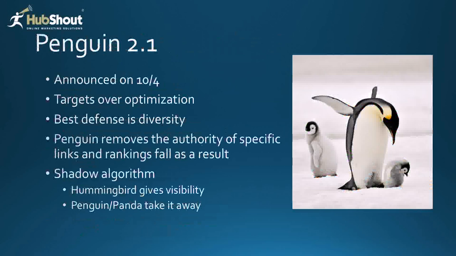So again, 2.1 rolled out. What we've always said is the best defense around Penguin is diversity. You don't want to do too much of any one thing, because again, that then looks like over-optimization. So a diverse online marketing program is the best way to counteract Penguin. And of course, the number one thing is working on what we call our real SEO. It's all about end user value, and then finding ways to promote and earn backlinks to your website.